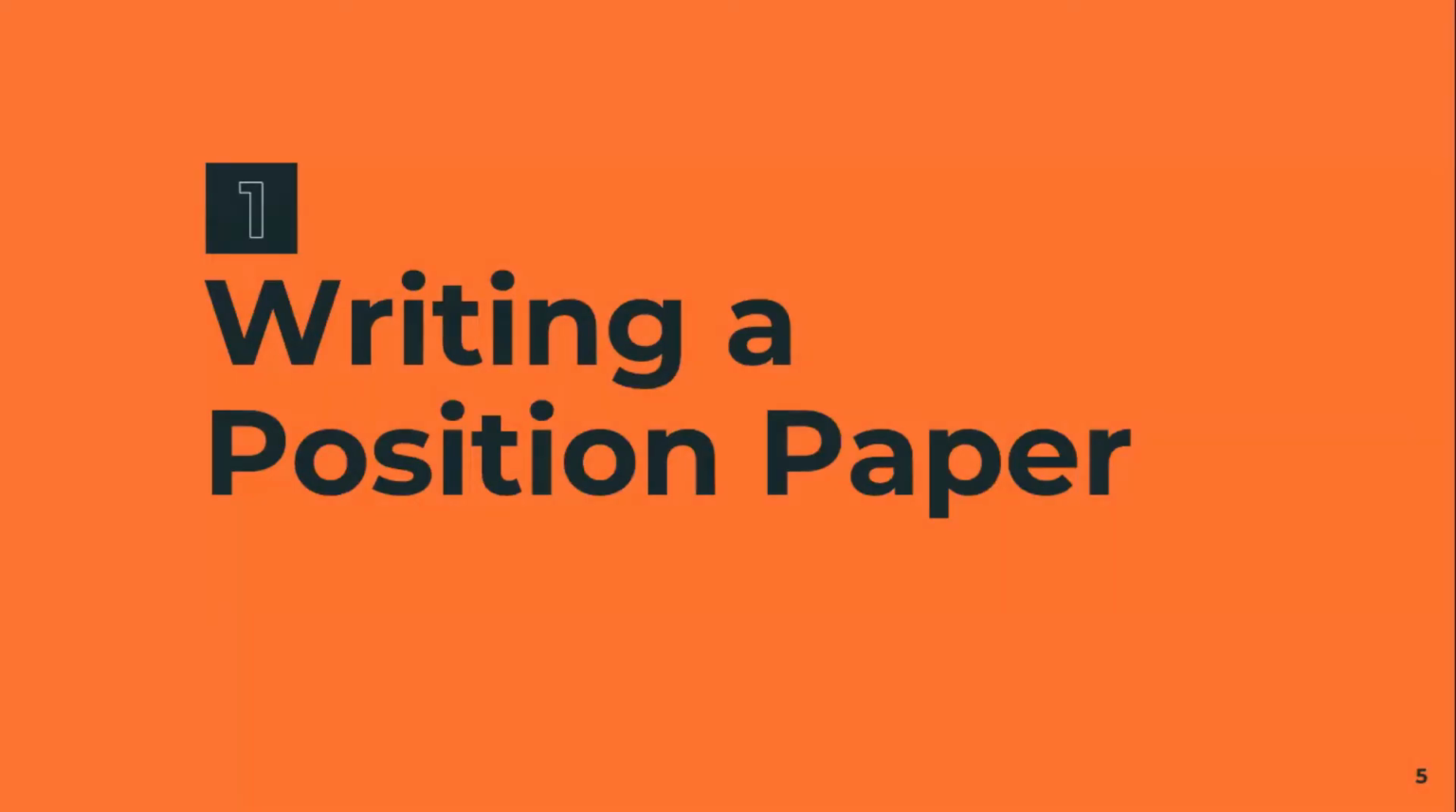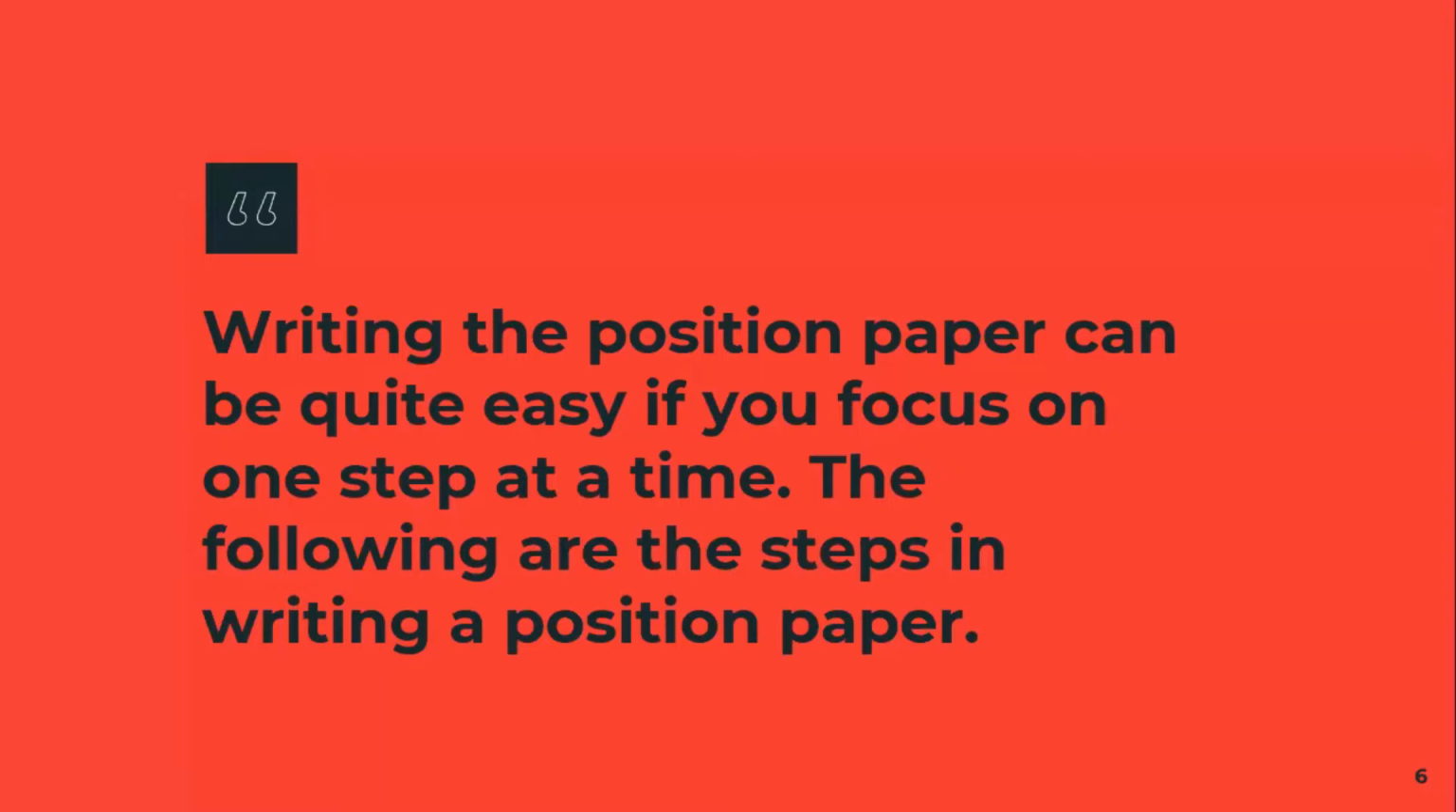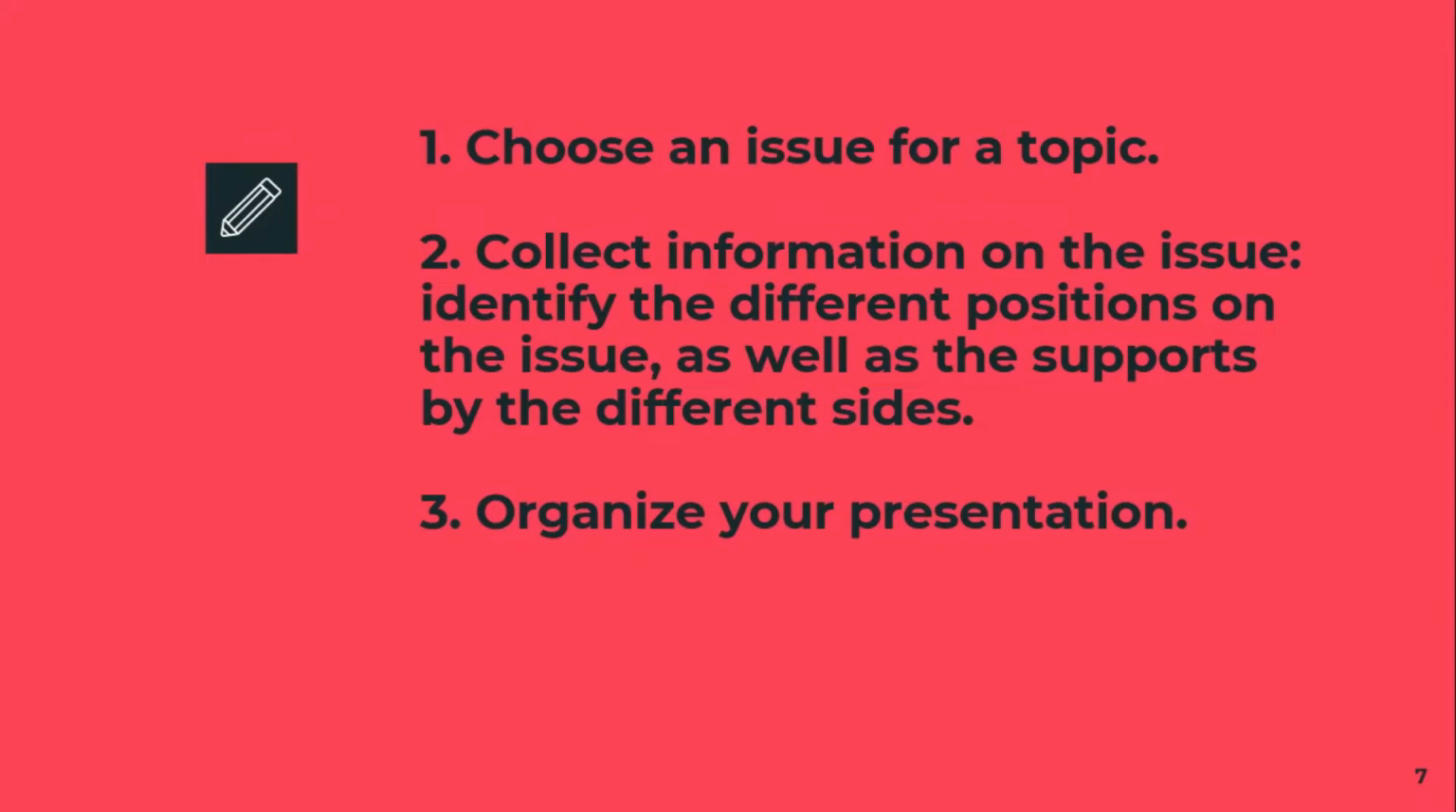Writing a position paper. Writing the position paper can be quite easy if you focus on one step at a time. So writing a position paper is challenging since it demands your cognitive abilities and research skills. However, we can have easier time to write a position paper by following the necessary steps to produce this kind of paper. So here are the major steps in writing a position paper. Choose an issue for a topic. Collect information on the issue, identify the different positions on the issue, as well as the supports by the different sides. Organize your presentation.